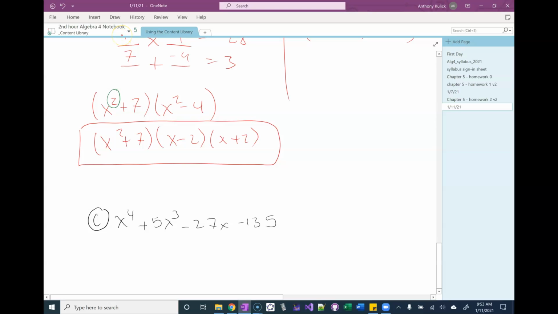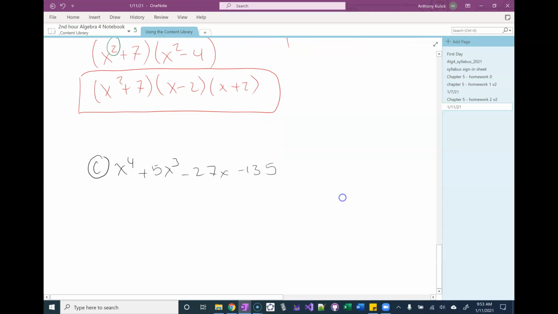Okay, so we have x to the fourth plus 5x to the third minus 27x minus 135. Okay, where do we start? Greatest common factor. Is there one? No. Okay, next thing we go to is the number of terms. In this case, how many terms do we have? 4. So what we need to do is try to factor this by grouping.